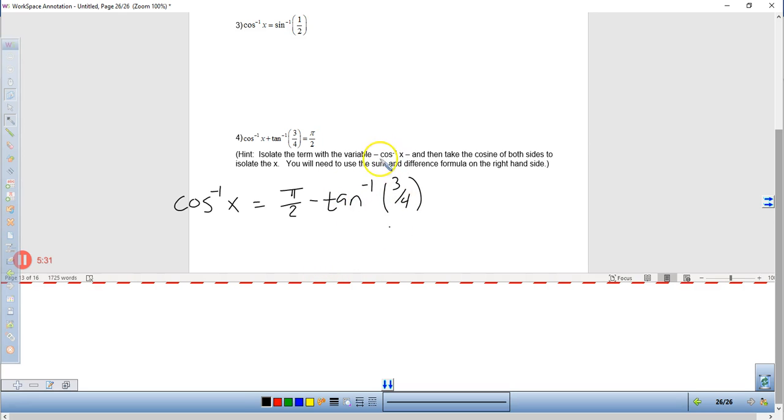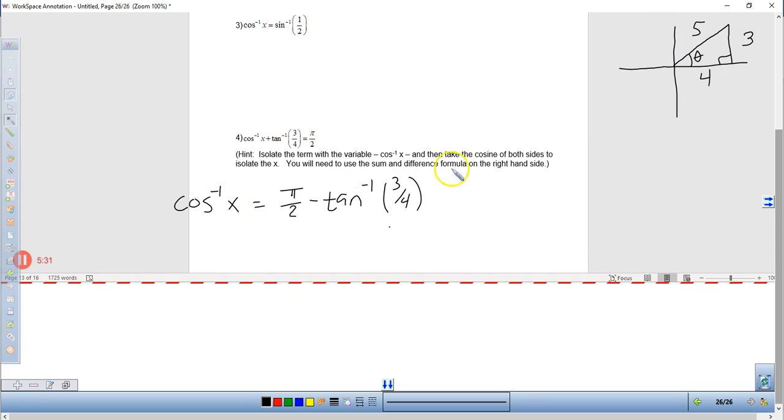Now, right off the bat, I do not know what tangent inverse of 3/4 is. I don't know what angle that is. But I'm going to go ahead and draw a picture for it. We're talking about tangent and a positive value, so we're going to assume it's in the first quadrant. And we know that tangent is opposite over adjacent. And this is a 3, 4, 5 triangle. So anytime I work this out, I'll refer to this triangle here.